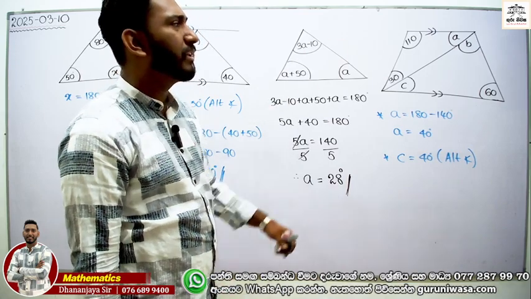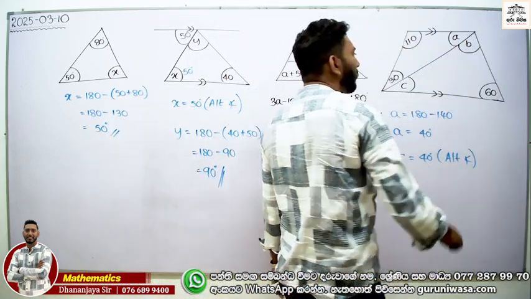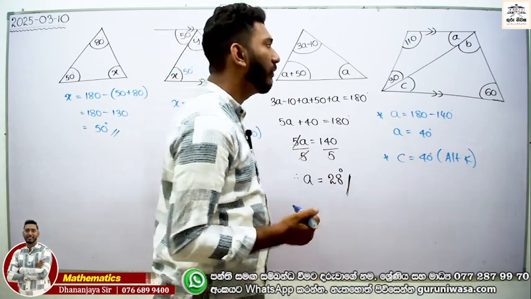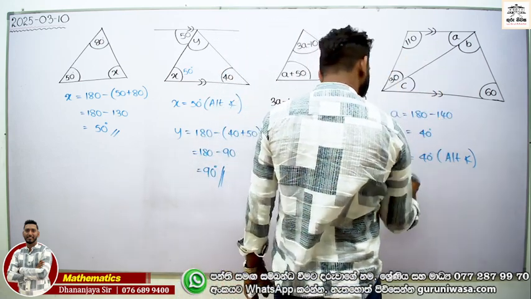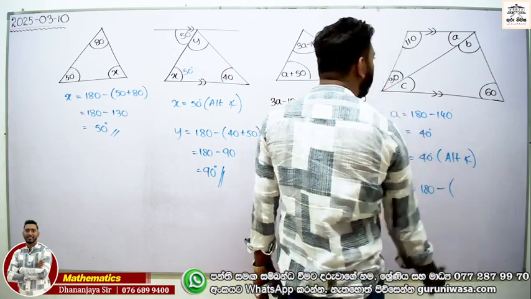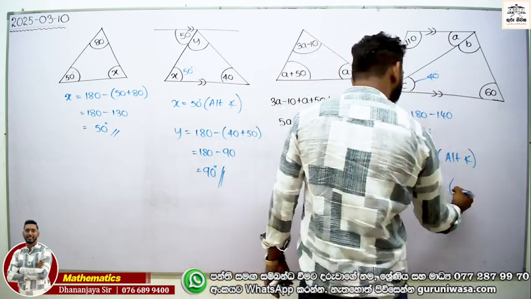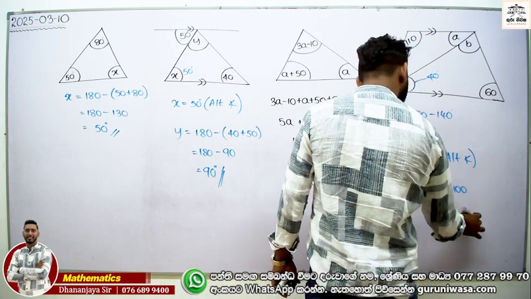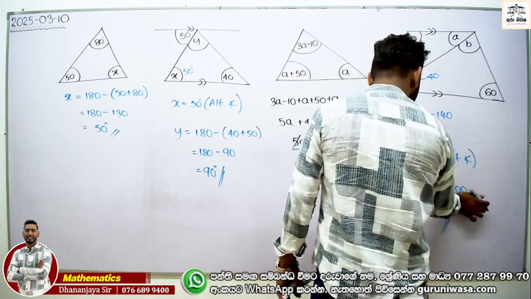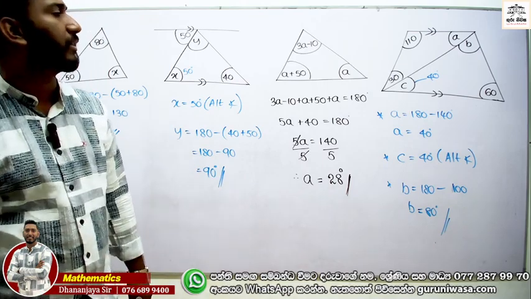And now you can find the value of B. There are two methods. Now you can say it as the sum of the interior angles in the triangle. You can find it from there too. C plus B plus 60, or B is equal to 180 minus the sum of 60 and C. C becomes 40, 40 and 60 becomes 100. Now the answer becomes 80 degrees. B equals 80 degrees, right?